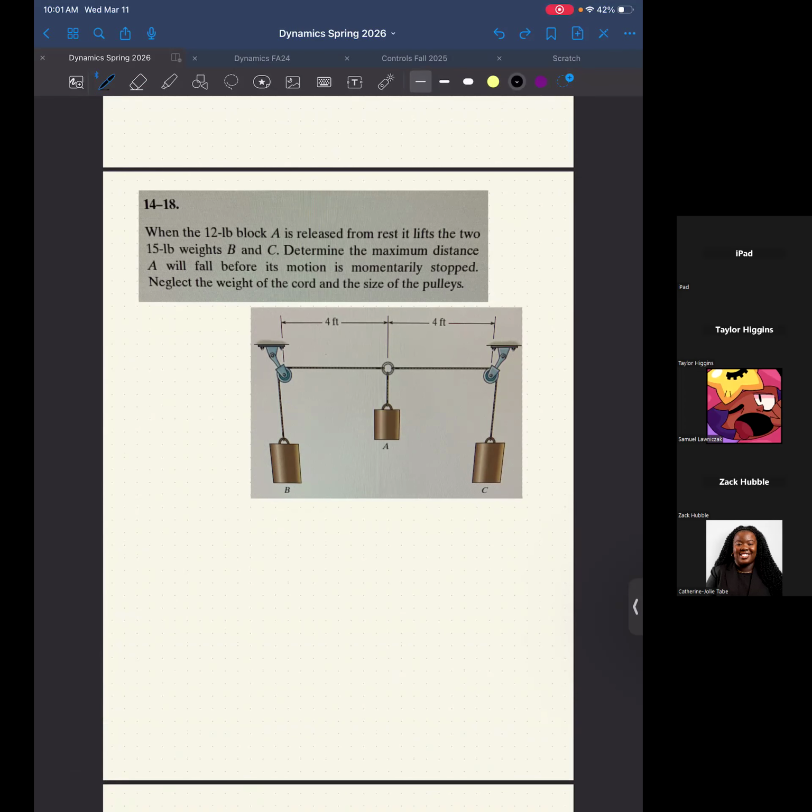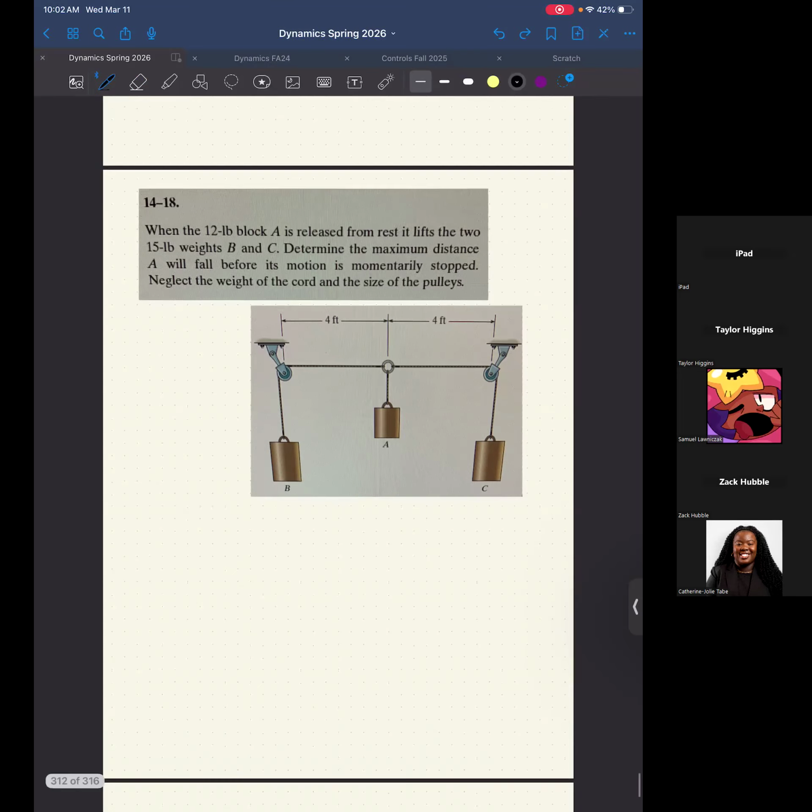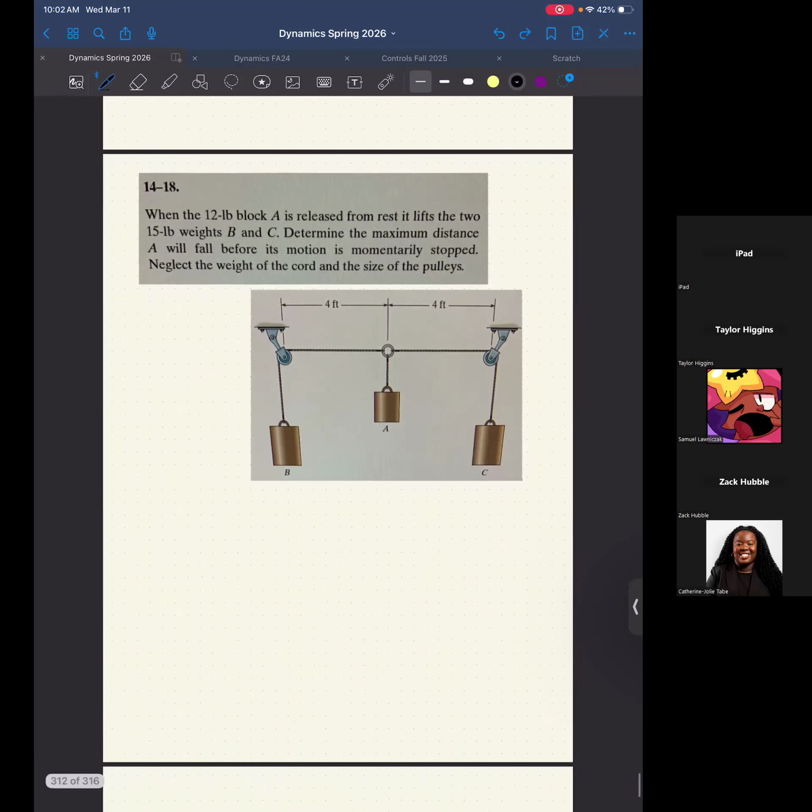So A is a 12-pound block, and it is released from rest. As it's released from rest, it lifts the two 15-pound weights B and C. So both B and C are 15 pounds. So really this problem is perfectly symmetric, even though C looks smaller than B. I think it might just be my eyes. But anyway, it's perfectly symmetric. Determine the maximum distance that A will fall before its motion is momentarily stopped. Neglect the weight of the cord and the size of the pulleys.